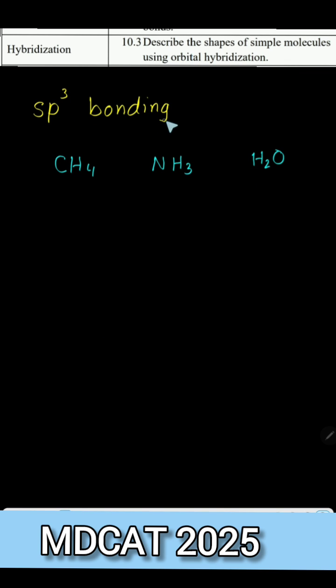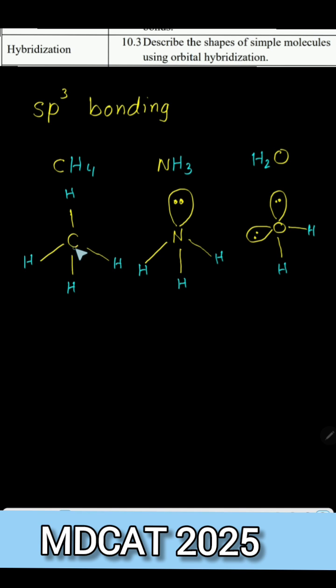Now let's see sp3 hybrid orbital bonding, and what type of bond they can form. Remember, all hybrid orbitals form only sigma bonds. In methane, carbon uses all its sp3 hybrid orbitals forming sigma bonds with hydrogens. In ammonia, nitrogen uses all the sp3 hybrid orbitals, forming sigma bonds with 3 hydrogens, while its lone pair resides in the 4th sp3 hybrid orbital. In water, 2 sigma bonds are formed with 2 hydrogen atoms, and the remaining 2 sp3 orbitals are occupied by the 2 lone pairs.